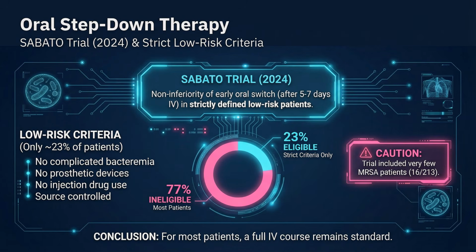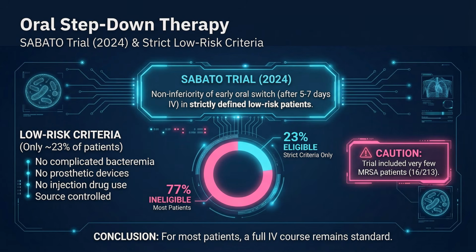A question that often comes up is whether patients with Staph aureus bacteremia can be switched to oral antibiotics to complete their treatment. The SABATO trial, published in 2024, demonstrated non-inferiority of early oral switch after 5 to 7 days of intravenous therapy in carefully selected low-risk patients. However, this applies only to a small subset, about 23%, of patients meeting strict low-risk criteria.